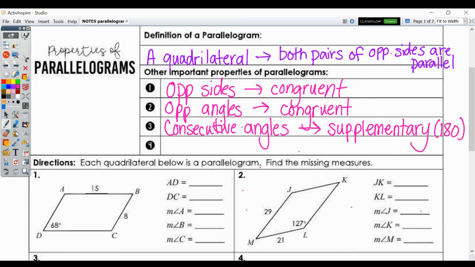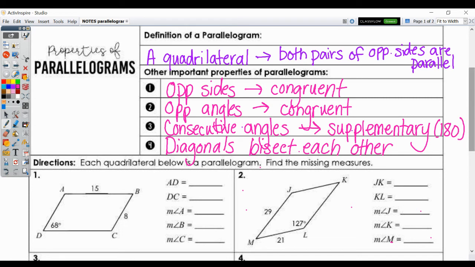Okay, and then the last rule is that the diagonals bisect each other. You should be thinking in your head that when I say bisect, that means that it cuts them in half. So the diagonals cut each other in half. And we'll see what that looks like in just a minute.